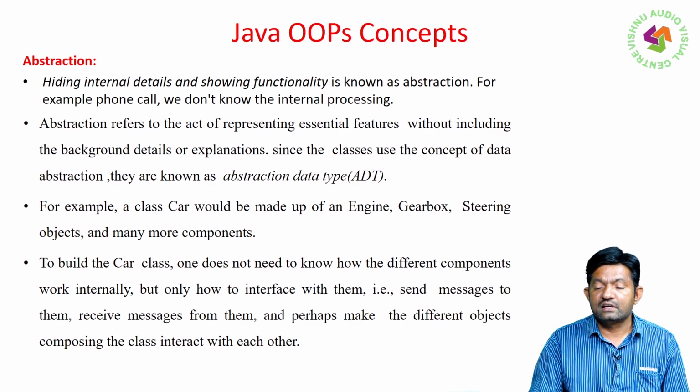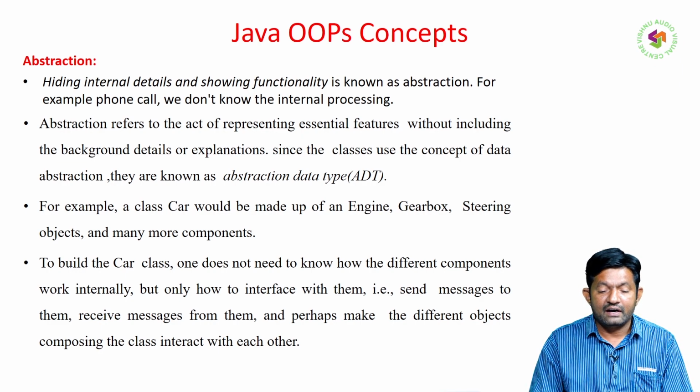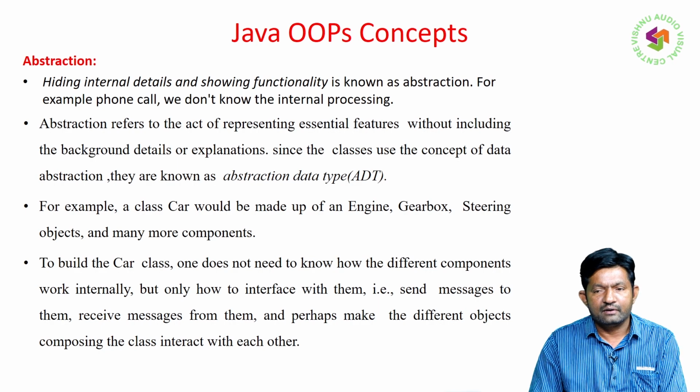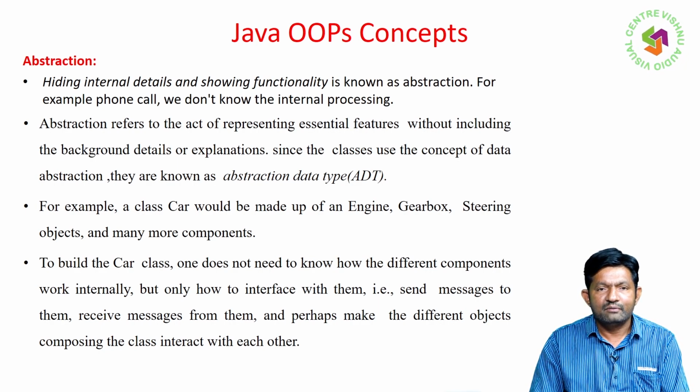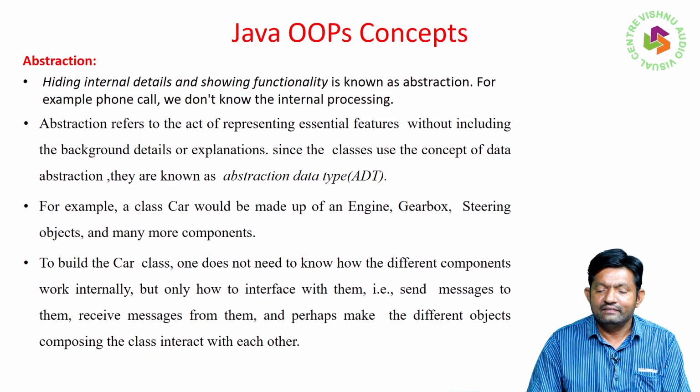Next, coming to the OOPS concept, abstraction. Abstraction means hiding internal details and showing functionality. For example, a cell phone. We don't know the internal processing, but we are using the cell phone to call your friend, father or mother's number, and we are sending messages, images or videos. So it is called hiding information, that is, hiding internal details and showing only functionality.